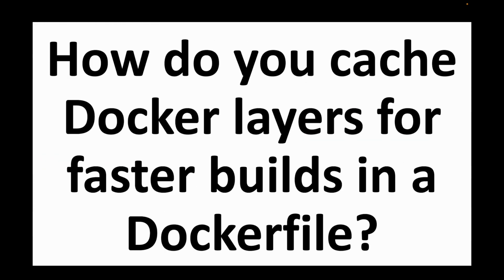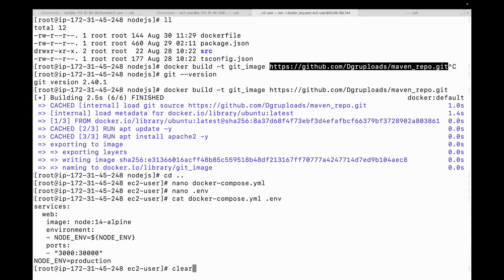The next question we have is, how do you cache Docker layers for faster builds in a Dockerfile? So this is basically how do we speed up the process of building your Docker images, taking less time to build them. Now, the recommended approach to cache the Docker layers is to order the steps that we define in your Dockerfile. So basically, we will need to have the steps from the least frequently changing steps to the most frequently changing steps.